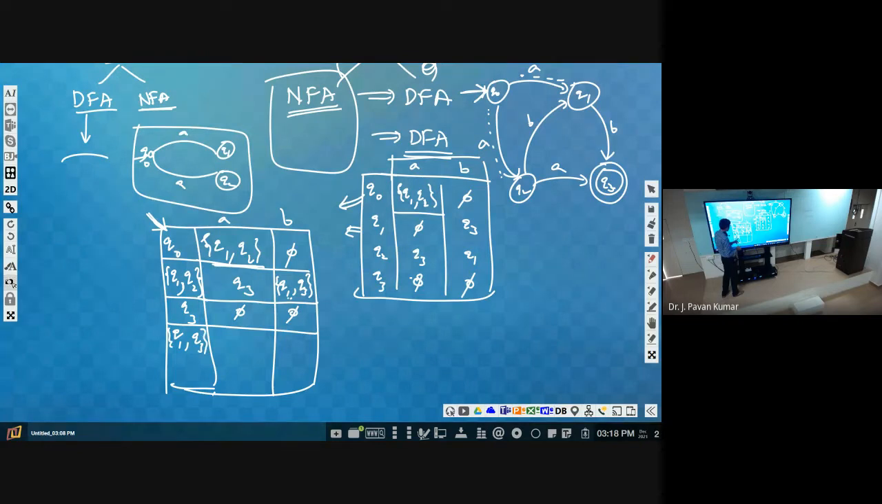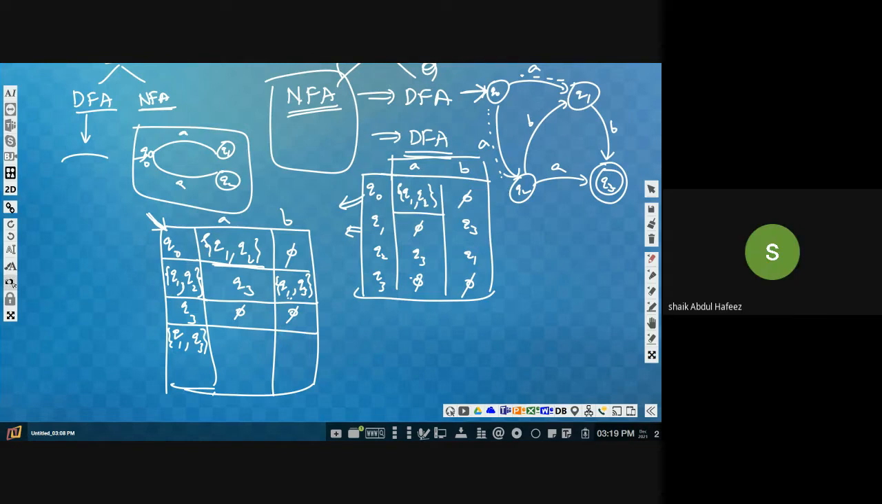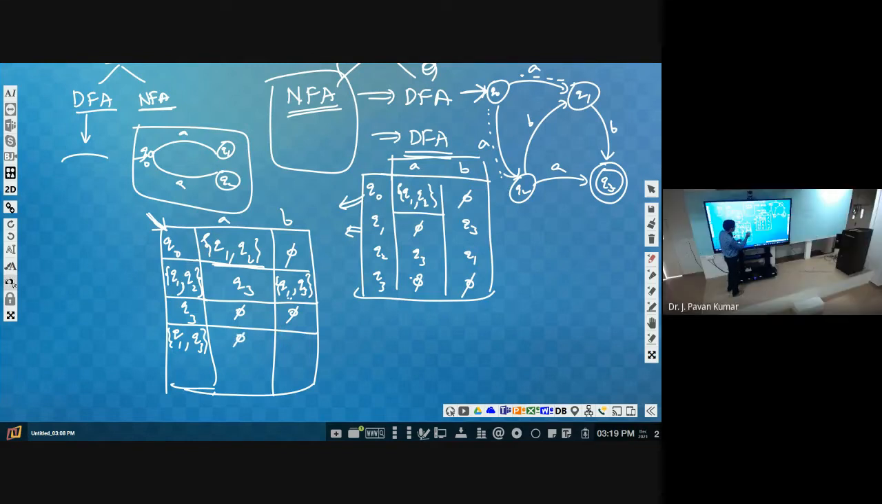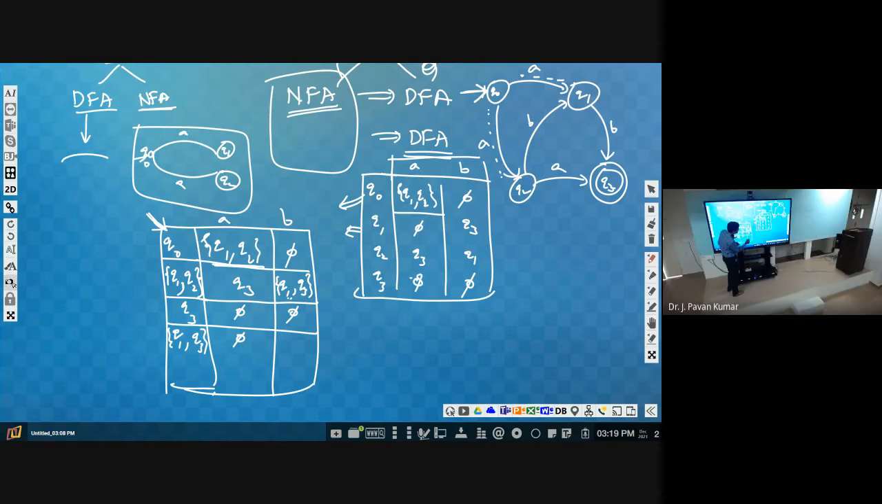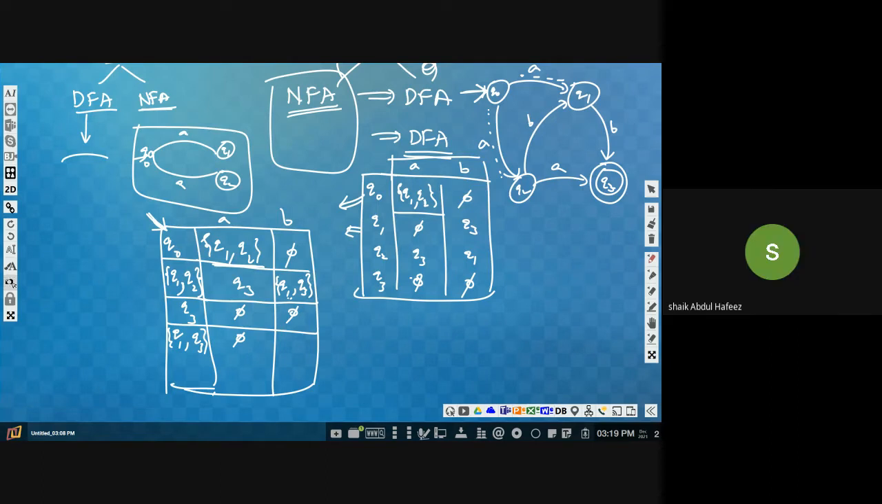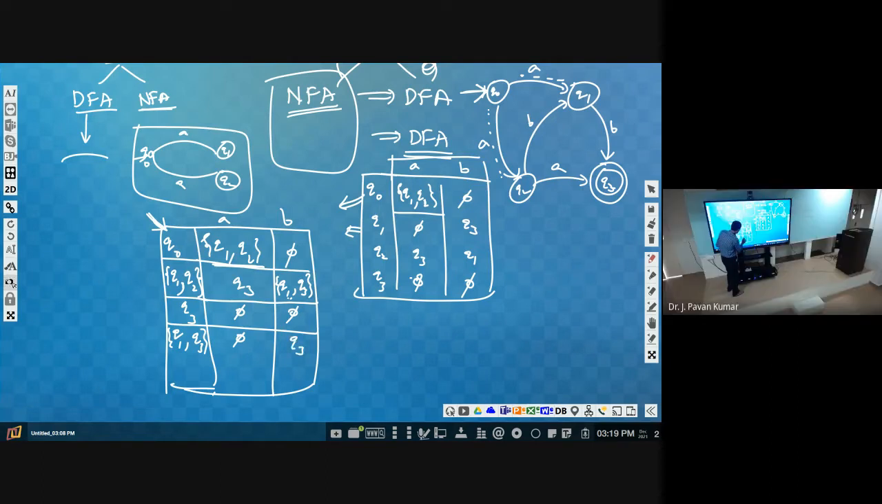Now q1 comma q3 on A will be q1 on A, q3 on A. So it will be the empty set. Next, q1 comma q3 on B will be q3. Now it is anyway an empty state, and q3 is already present in this list, right? Now do we have any other pending new states?